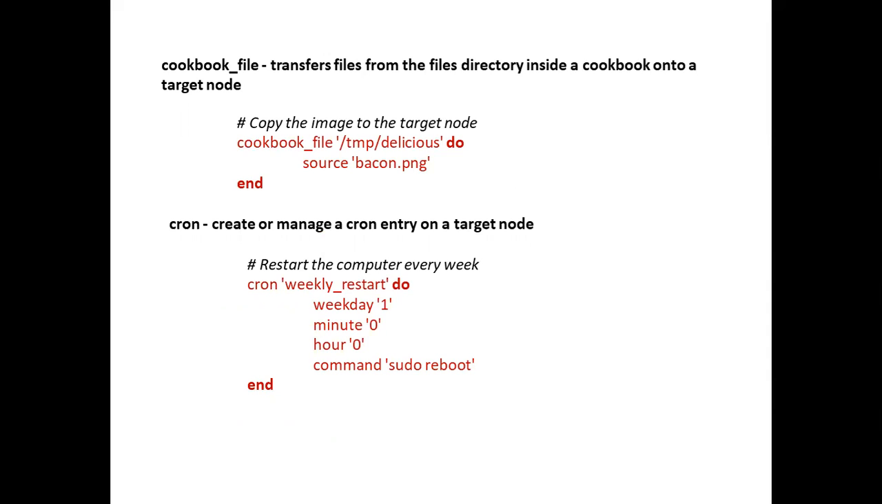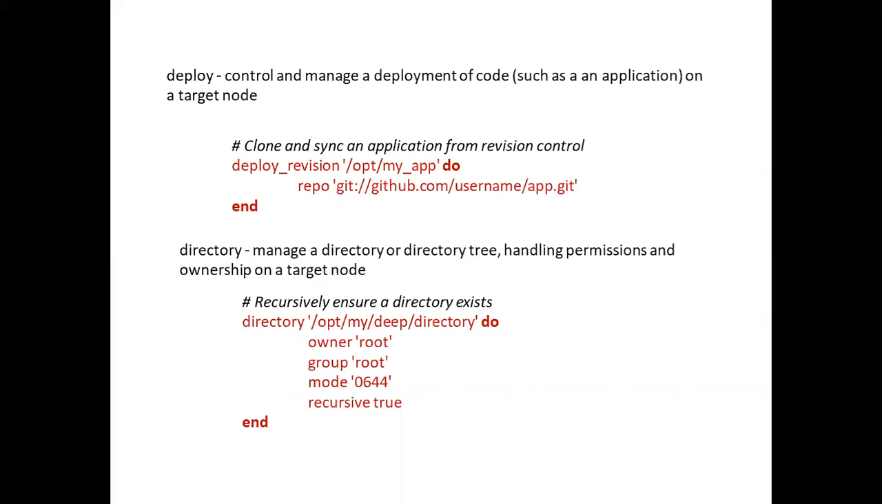You also have one more resource called cookbook_file, which will transfer the files from the files directory inside a cookbook onto a target node. And then you also have cron if you want to set up a cron job. Someone asking, right? How do you automate this process? So set up a cron job at the client side.